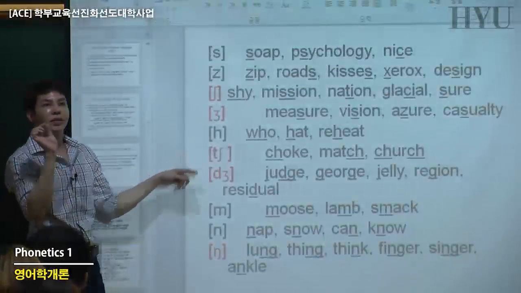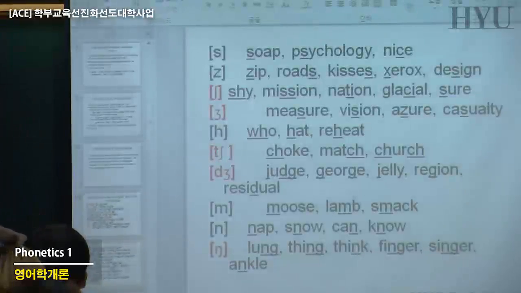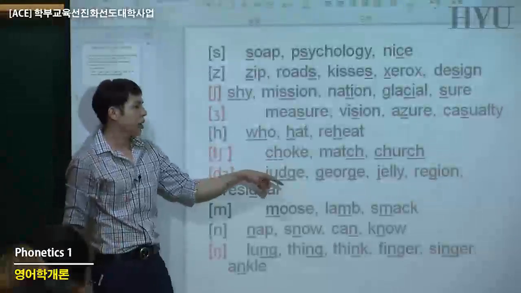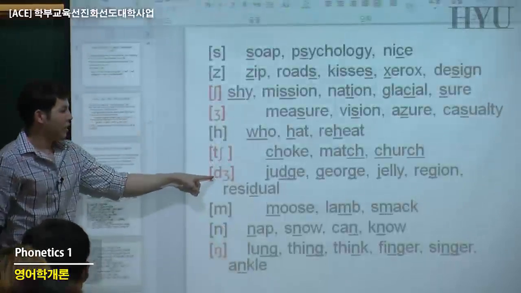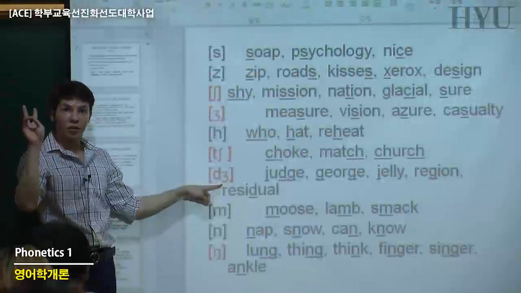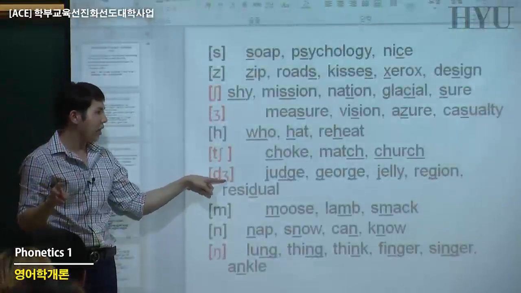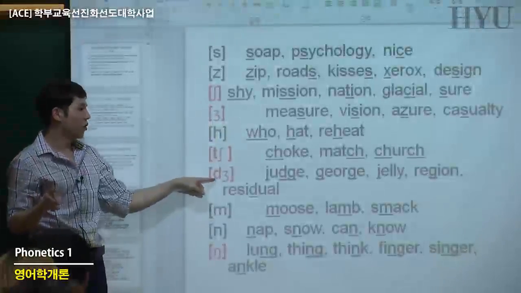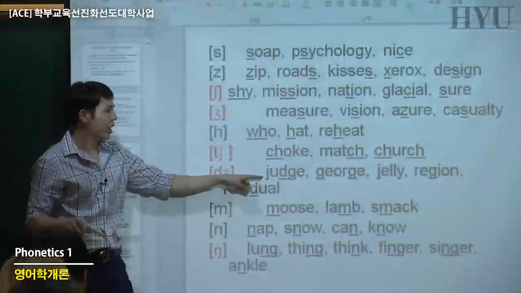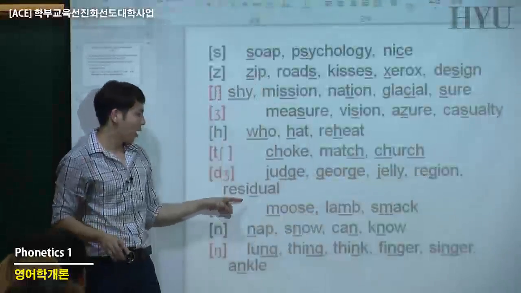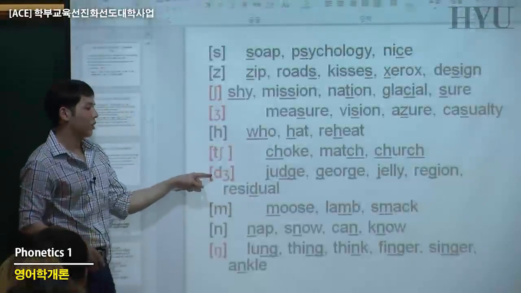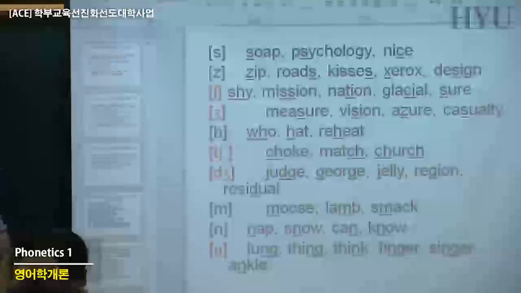Your tongue tip touches the alveolar ridge. So choke, match, church, right? Like that. D and number 3 consists of 2 sounds, duh, and then this one, right? So it's the voiced version of this. So judge, George, jelly, region, and residual, right? Like that. So j, j, as in gym, like that.